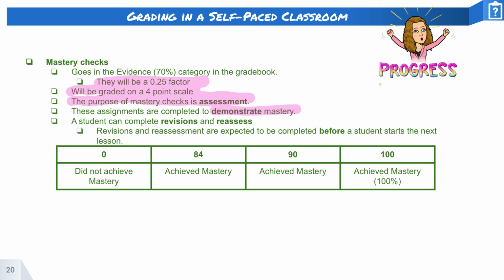It's where students demonstrate their mastery, and a student can complete revisions and reassess as many times as they need to within the unit. So the 4 scores that go in the gradebook are did not achieve mastery, 0, 84, 90, which is achieved mastery, and 100, achieved mastery. Those are the only 4 scores you would see in the gradebook for a mastery check. If a student attempts a mastery check and doesn't reach mastery, they will have a 0 in the gradebook until they go back, complete revisions, and reattempt that mastery check.